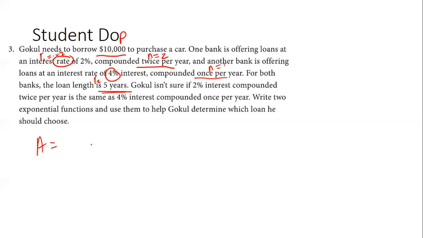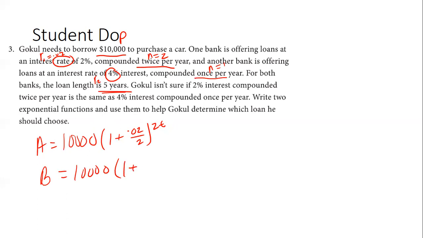So you should have had Bank A was at 10,000 times 1 plus... Please get off the phone right now. And then make sure, another thing that I noticed while walking around is some of y'all are forgetting your N. It's NT, right? Your power is N times T. So make sure you're putting that. We have B equals 10,000, 1 plus 0.04, and it's compounded 1. Okay?